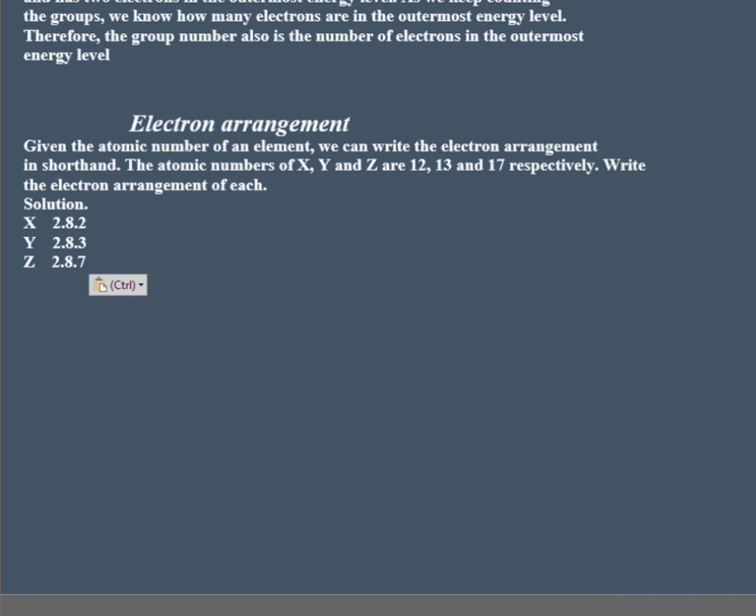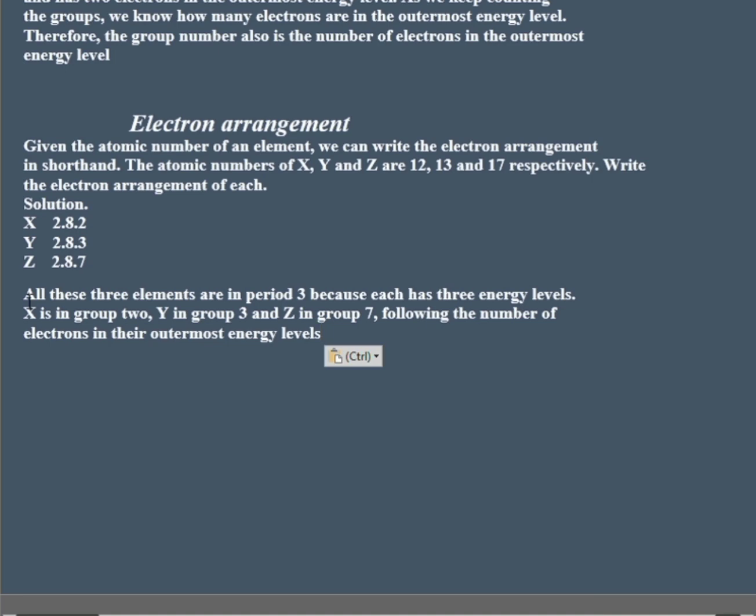It is all because of the outermost energy level. The outermost energy level tells us the group that they are in. All these 3 elements are in period 3, as each has 3 energy levels. X is in group 2, Y is in group 3, and Z is in group 7, following the number of electrons in their outermost energy level.